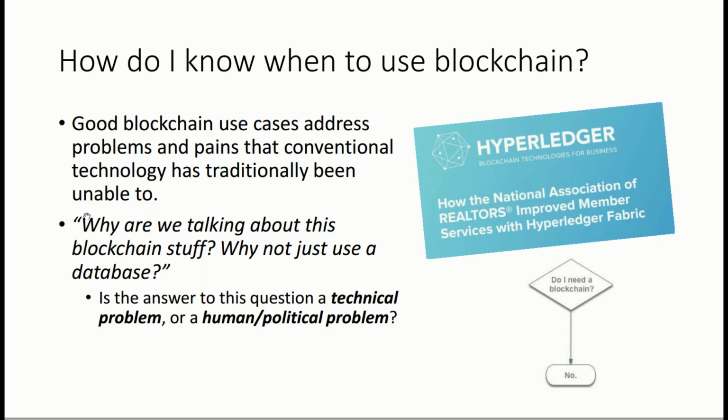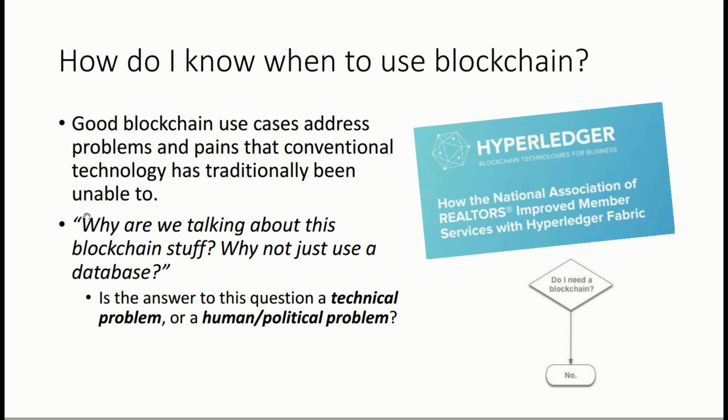So there's a white paper that I'll link here in the slide deck that Hyperledger wrote about a project they did with the National Association of Realtors. The National Association of Realtors, or NAR, is a trade group here in the United States that is comprised of over 1,200 fully independent, autonomous member organizations and agencies.